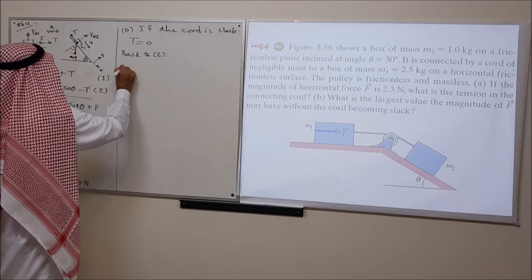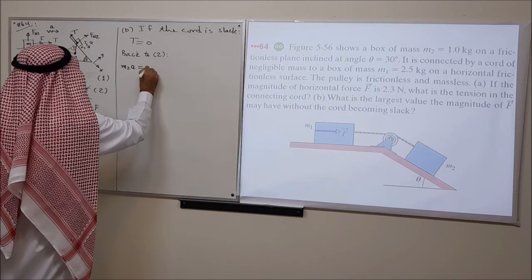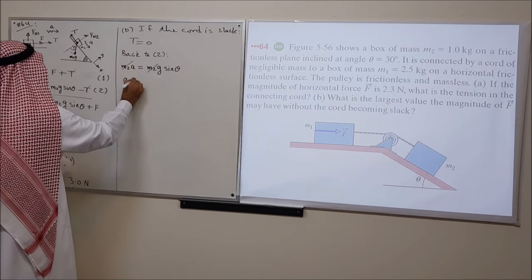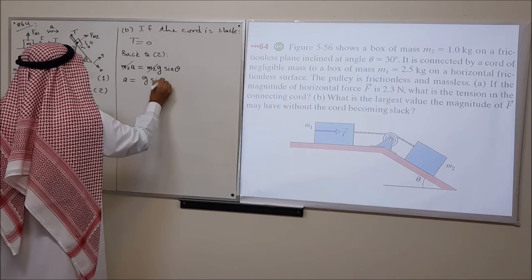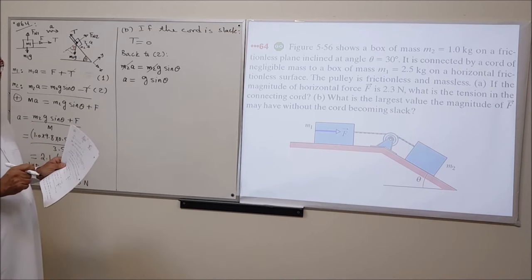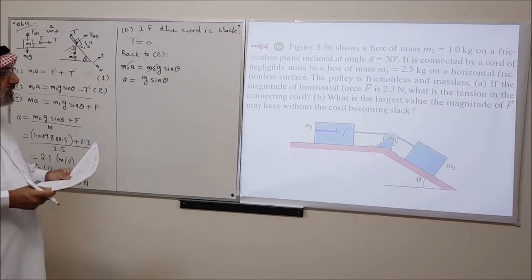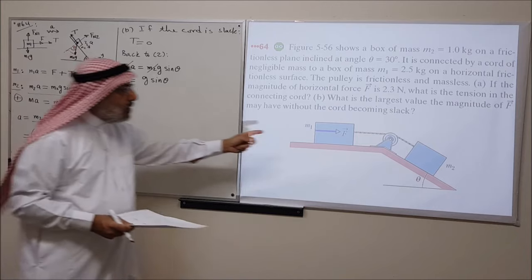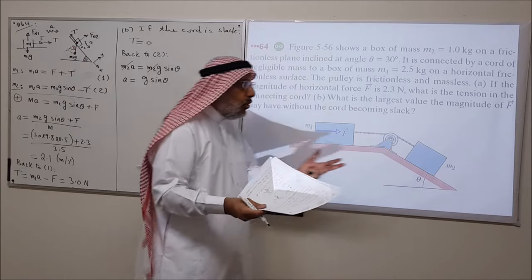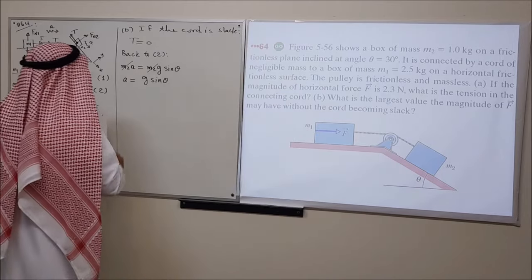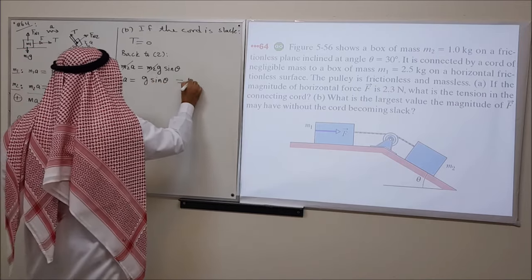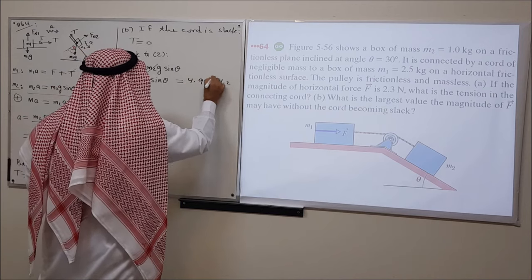So we go back to 2, set the tension T equal to 0. What is left? M2A is equal to M2g sine of theta, which means that the acceleration will be equal to g sine of theta. Did we see this before? Yes. That's if you take a block, place it on a frictionless inclined plane, let it fall on itself, that is its acceleration. Because now there is no tension. There is nothing that binds this block, so it will fall on its own. And that's its acceleration. So this is equal to 9.8 times 1/2. That will be 4.9 meters per second squared.